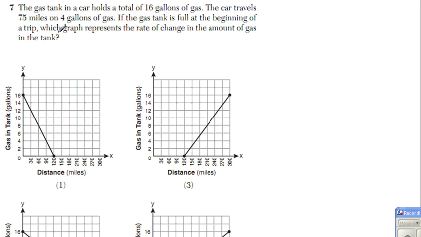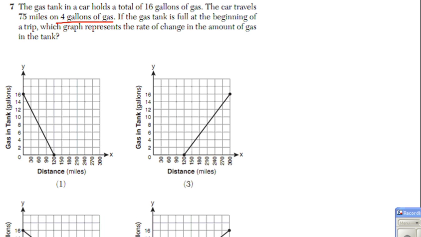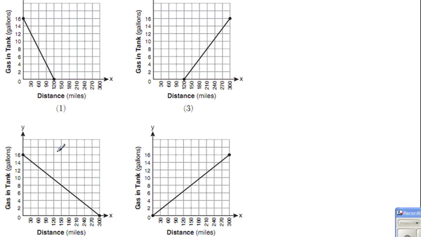Okay, so here a tank, excuse me, the gas tank in a car holds a total of 16 gallons to begin. Now, travel 75 miles on 4 gallons of gas, meaning after 75 miles, the 4 gallons has been reduced, meaning we actually have 12 gallons. Then here we realize that these are 2 possibilities. Both of them start with 16, but after 75 miles around here. Oh, wait a minute, it's going to be around here, which means total 4 gallons used. So this will be our answer.